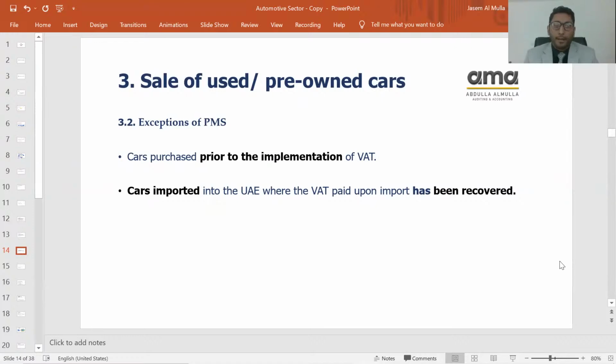Exceptions to the profit margin scheme. There are two exceptions. Under these cases, you would not be able to charge VAT under the profit margin scheme: if the car was purchased before the implementation of VAT, meaning before the 1st of January 2018. And second, if the car was imported, and at the time of import you recovered the input tax on that specific car. If you have already recovered that input tax, you would not be able to charge VAT under the profit margin scheme for that car.